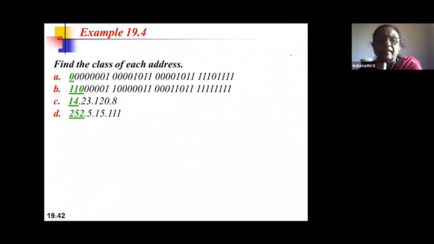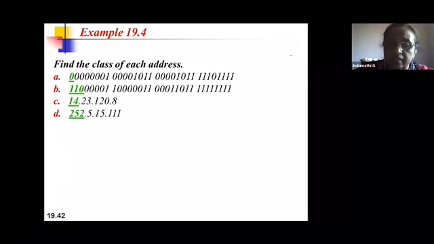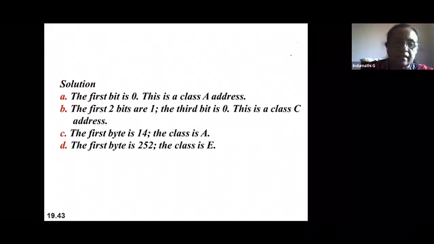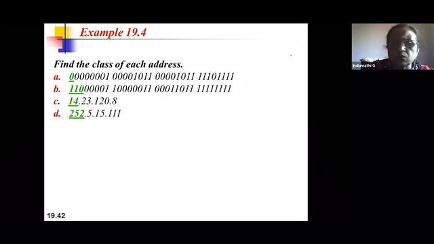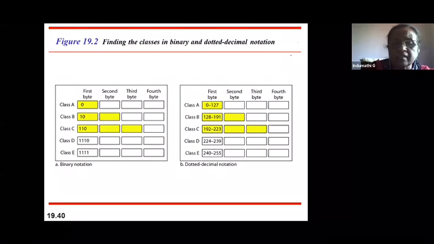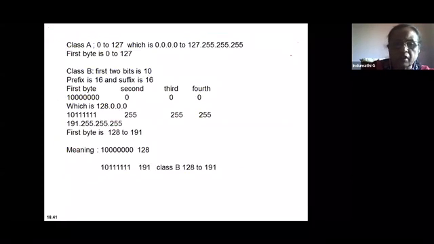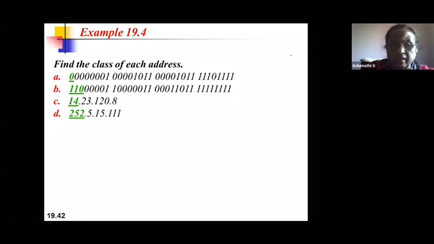So you take this example and say which class it belongs to. The case number A, if you see, the first bit is 0. So hence it is a class A address. The next case, the first three bits are 110. So which one is it? 110 means it is a class C type of address. So you have to identify the address. See, case number A, first bit is 0, so it is class A. In case number B, 110, it is class C.